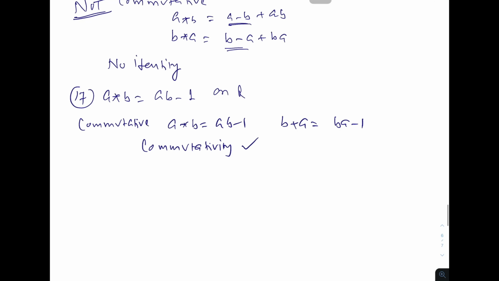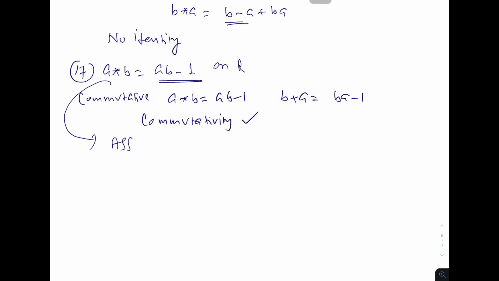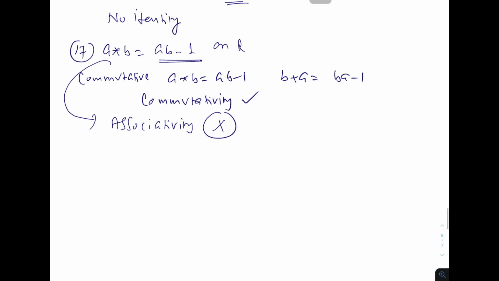Once it is commutative, you can try for even associativity, and associativity, it seems associativity is not there, you can even easily verify. So no associativity.